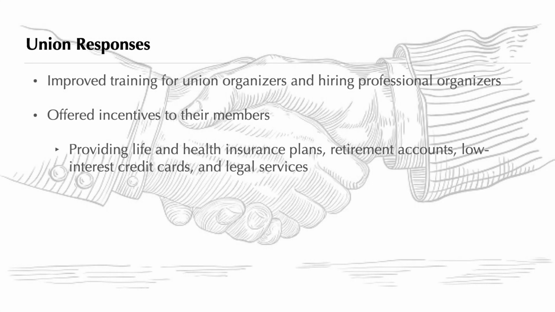Unions also have attempted to gain members by improving the training they provide to union organizers. Unions also are hiring professional union organizers to explain the benefits of membership to non-union workers. Finally, unions have experimented with a number of incentives to make membership more attractive. For example, unions have offered incentives such as life and health insurance plans, retirement accounts, low-interest credit cards, and legal services.